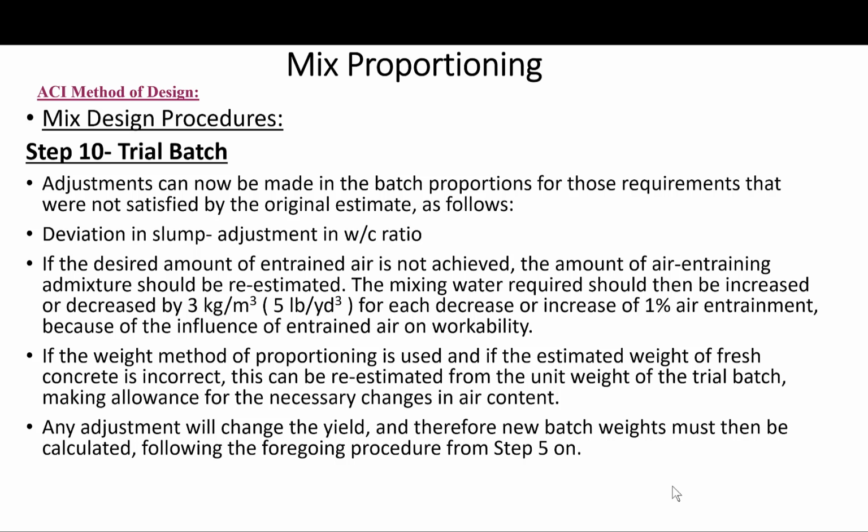The third thing, if the weight method of proportioning is used and if the estimated weight of the fresh concrete is incorrect, this can be re-estimated from the unit weight of the trial batch, making allowances for the necessary changes in the air content. Number 4, any adjustment will change the yield. You remember we talked about the yield and the fresh properties. So new batch weights must then be calculated following the procedure we just mentioned, step 5 on.